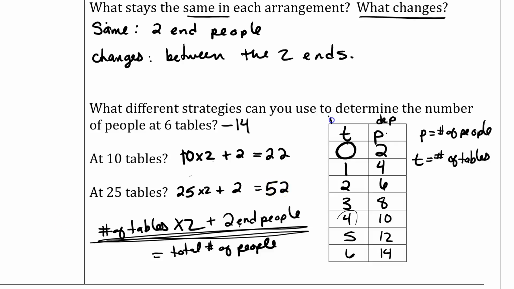Before I turn this off, I'm going to make sure that we write here that this is independent. Indep and dep, so independent and dependent. That means that I can take the number of tables and I can put it through our system and come out with the number of people.